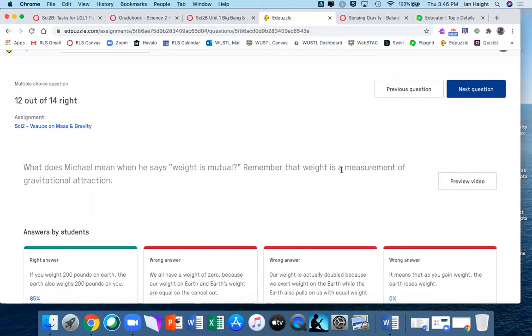All right, this to me is kind of the mind blower of the video. Weight is mutual, and it's all about perspective here. So I think he does a good job of demonstrating this with the spring scale that he was using. If you weigh 200 pounds on Earth, it means that Earth is drawing you towards it with that amount of weight force, right? That also means, though, that you're pulling Earth up to your feet.